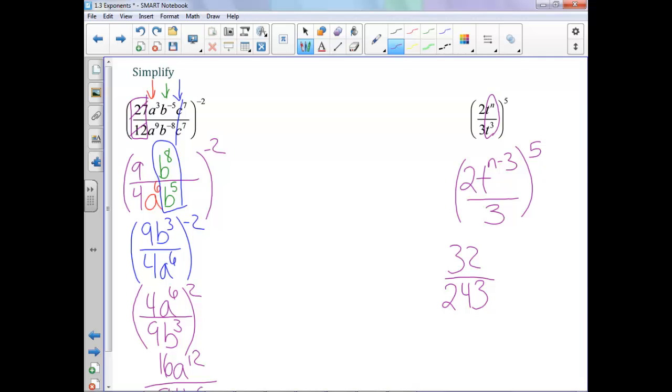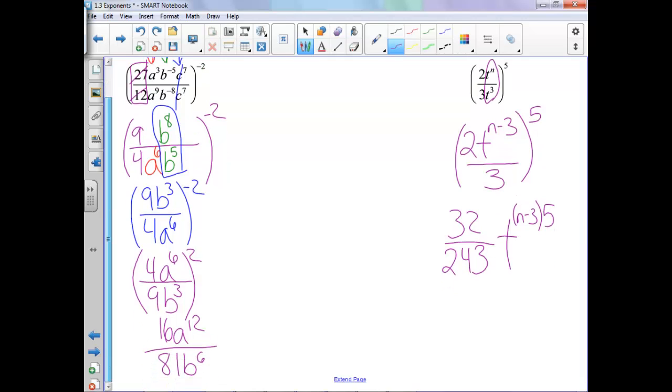But now we're going to have this t to the n minus 3. When we have an exponent raised to an exponent, we want to multiply our exponents. So we'll have that. But let's make this look nicer. So we'll have 32 over 243 t to the 5n minus 15.